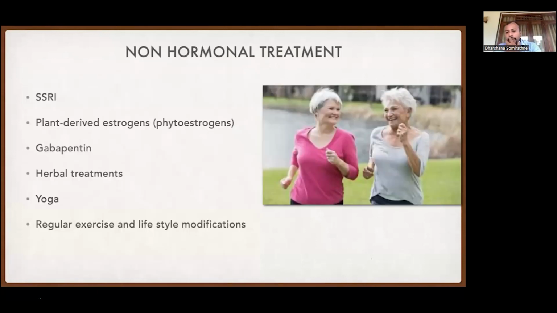And then for non-hormonal treatment, we can ask them to do exercises, yoga, regular exercises, and SSRI preparations like venlafaxine, paroxetine, fluoxetine. They have some effect on vasomotor symptoms, and then there are some plant-derived estrogen preparations.